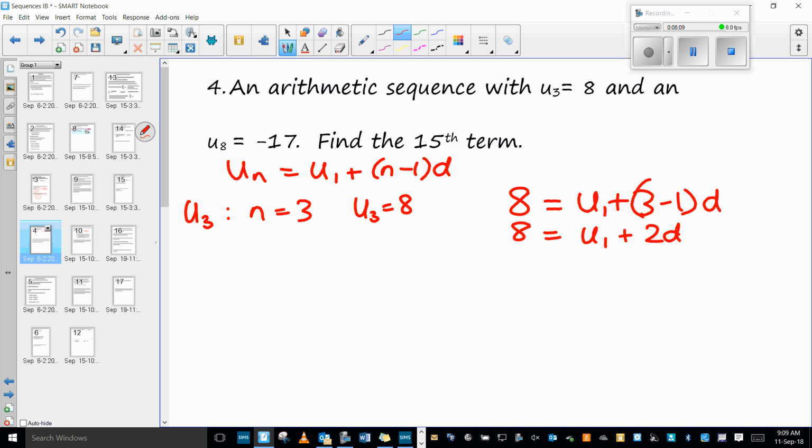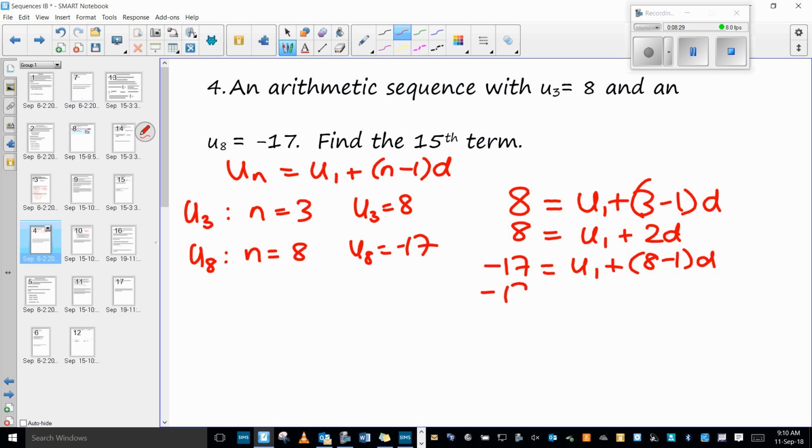Here's the exciting thing, they've given us another piece of information. So we're going to do the same thing for this. So I know that n is 8 and the actual term is negative 17. So negative 17 is equal to u1 plus 8 minus 1 d. So negative 17 is u1 plus 7d. Oh, now we're excited.